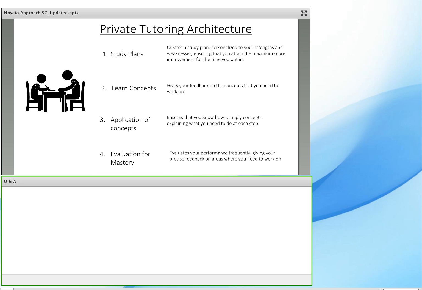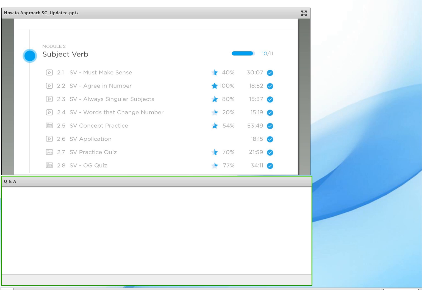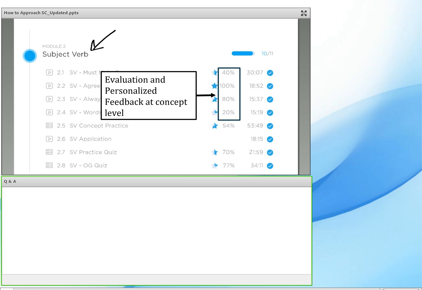So that was just about creating study plans. Now, once you have a study plan, the next thing that a private tutor does is teach you concepts and give you feedback while teaching you concepts. The e-GMAT learning architecture is designed just to do that. What you really see over here is just one of the 13 modules in our sentence correction course. It's a subject verb module. What you really see here is a set of video lessons which teach the core concepts in subject verb. Now, each of these video lessons has a built-in assessment. This assessment gives you feedback that's personalized to you. The system also tracks the amount of time you spent on each one of these video lessons.